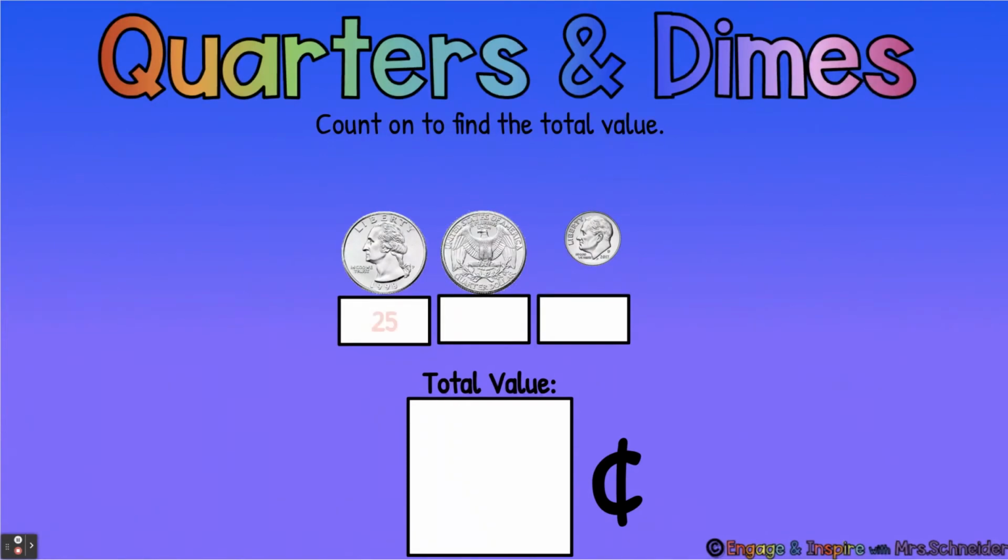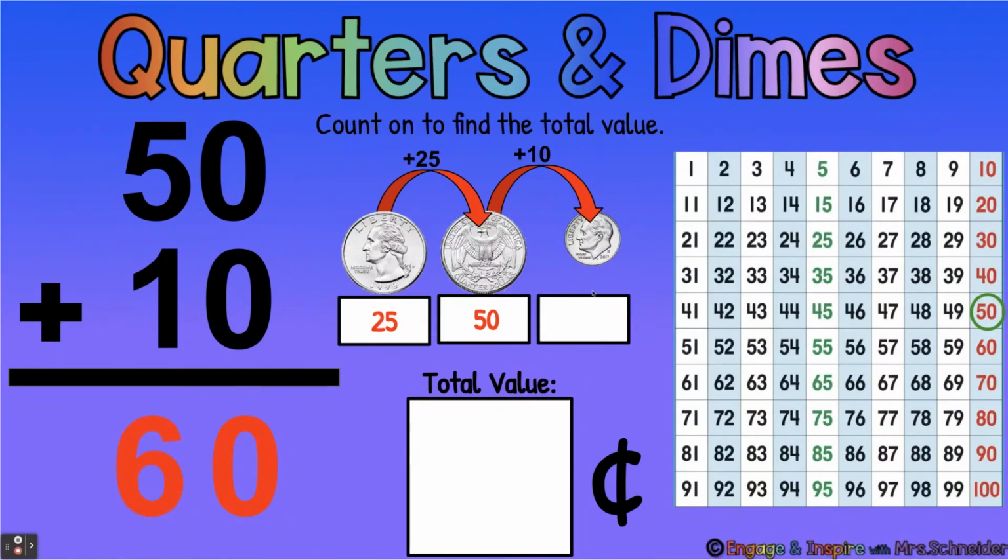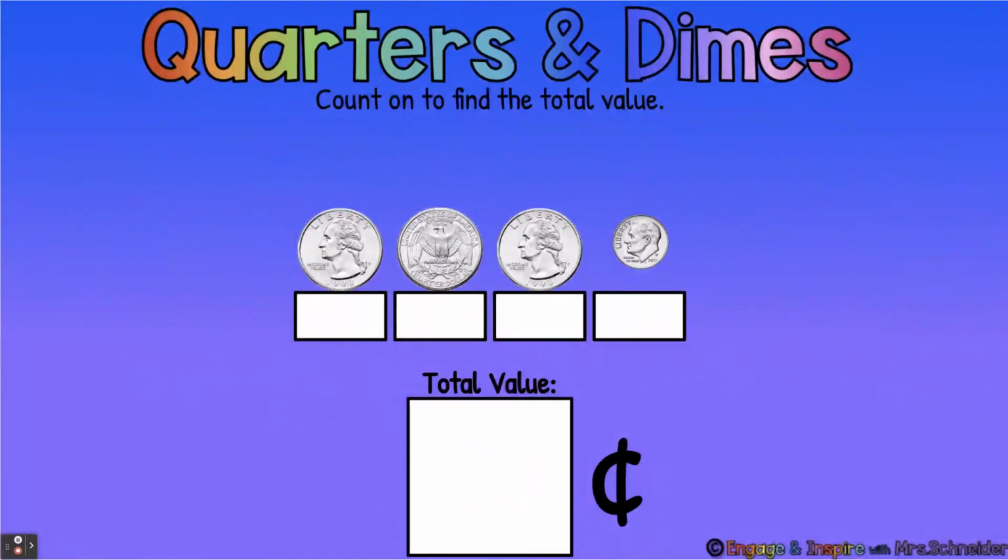Let's find the total. 1 quarter is 25. 2 quarters is 50 cents. And we're going to add 10. So 50 plus 10 is, let's look at it. 0 plus 0 is 0. 5 plus 1 is 6. And if we have our finger on the 50 and we go one number down, that adds 10. So our answer is 60 cents.